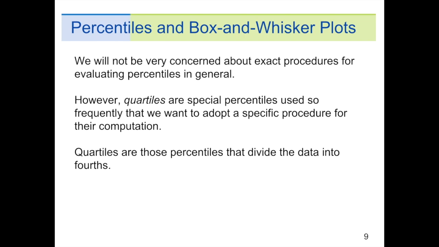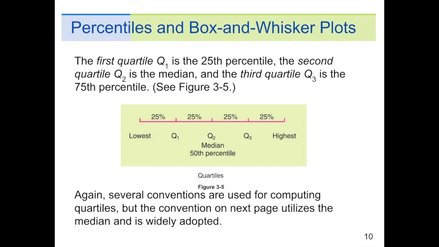However, quartiles are special percentiles used so frequently that we want to adopt a specific procedure for their computation. Quartiles are those percentiles that divide the data into fourths. The first quartile, Q1, is the 25th percentile. The second quartile, Q2, is the median, and the third quartile, Q3, is the 75th percentile. Again, several conventions are used for computing quartiles, but the convention on the next page utilizes the median and is widely adopted.